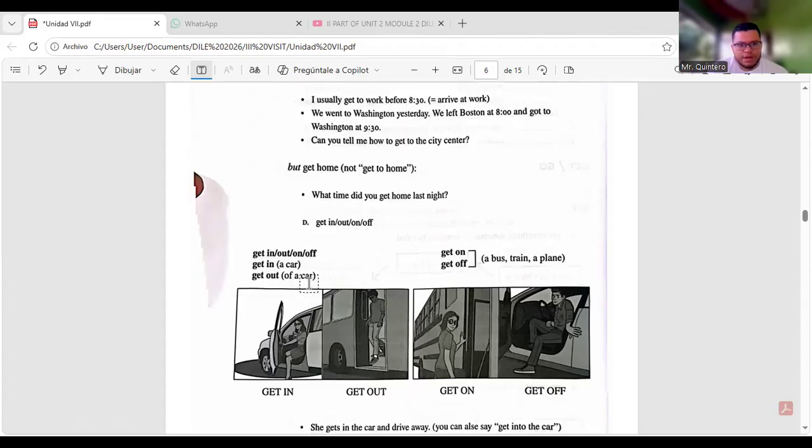Y también tenemos lo que son las otras funciones, pero en este caso, get in a car, get out of a car. Entra al carro, sale del carro. Get on en este caso, cuando hablamos de cosas más grandes, ¿verdad? Un bus, un tren, un avión. Get on a bus. Súbete al bus. Get on a train. Get on a plane. Súbete al tren, súbete al avión. Get off. Get off a bus. Baja del bus, baja del tren, baja del avión.